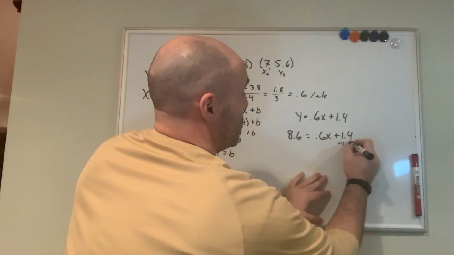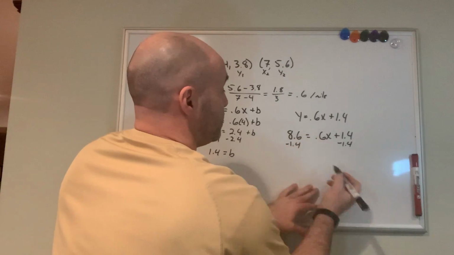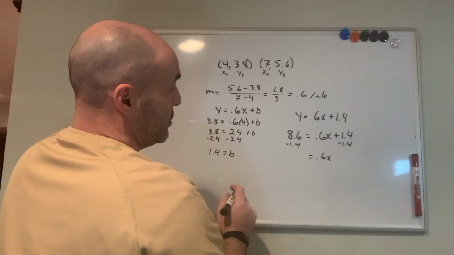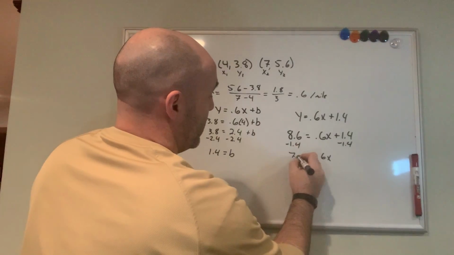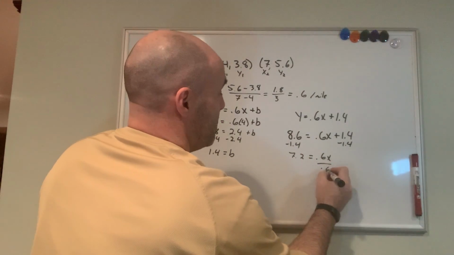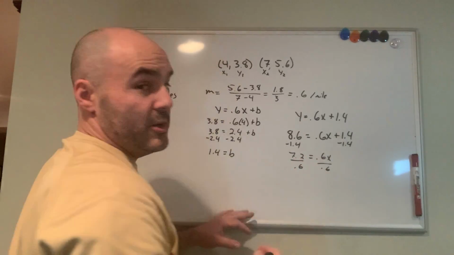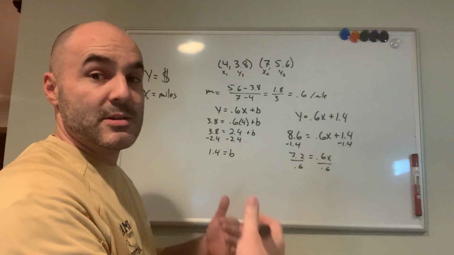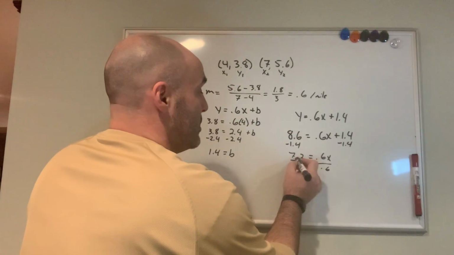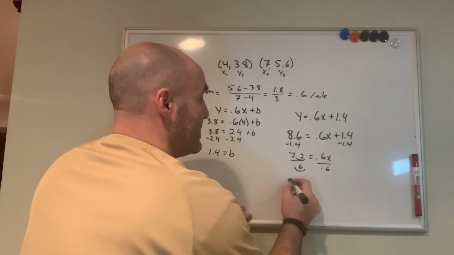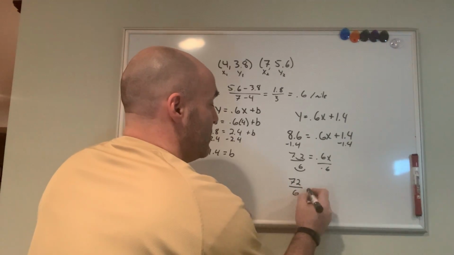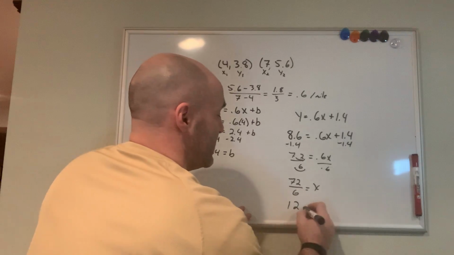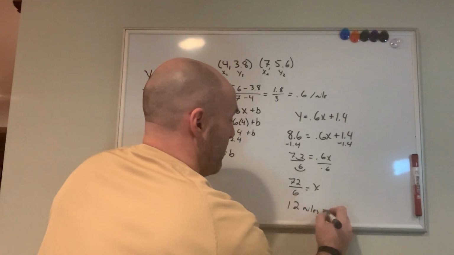So I'll subtract the 1.40 from both sides. That's going to give me 0.6x is equal to 7.2. We'll divide by 0.6, and I know you're getting all crazy about decimals, but we can just slide the decimal in the numerator, slide the decimal in the denominator. So I'm going to move it over 1 and move it over 1, and that's the same as 72 divided by 6. And so 72 divided by 6 is 12 miles.